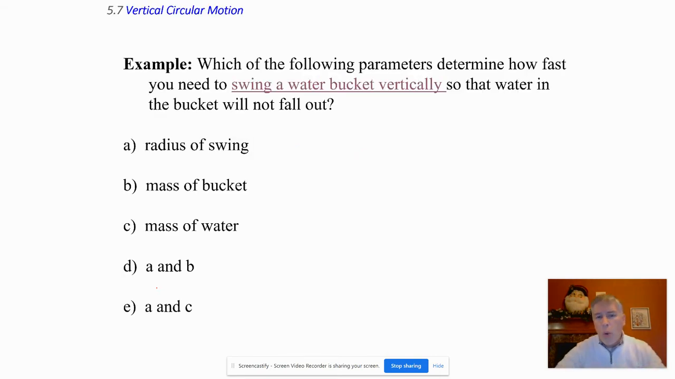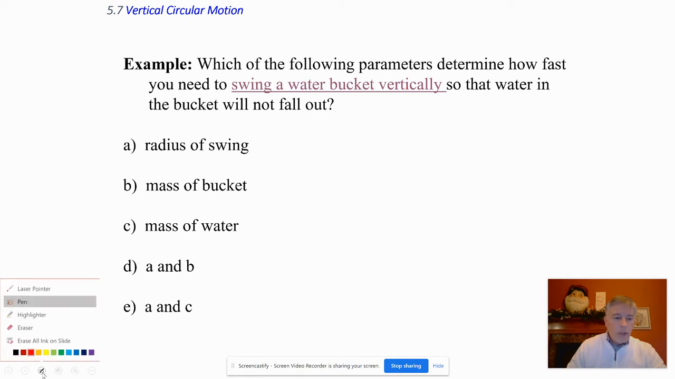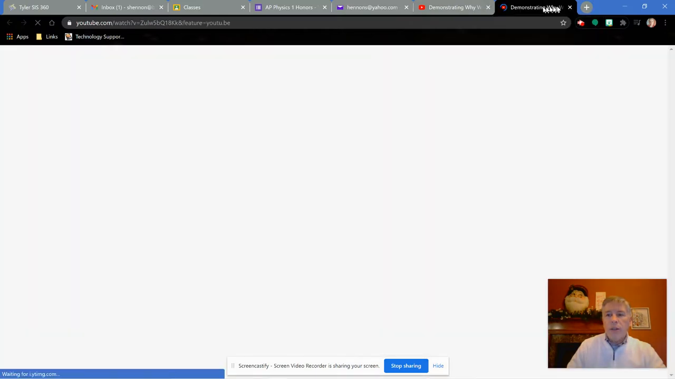So I'm going to start off with a question. What do you think would determine how fast you need to swing a bucket vertically so the water in the bucket will not fall out? I've put a little link on here. I'm going to jump straight to it because I think it's kind of a neat one. It basically shows a situation like this, where we have a bucket swinging around in a circle.